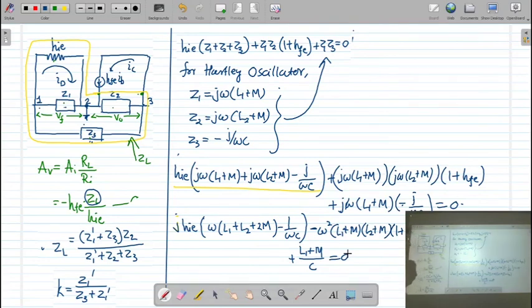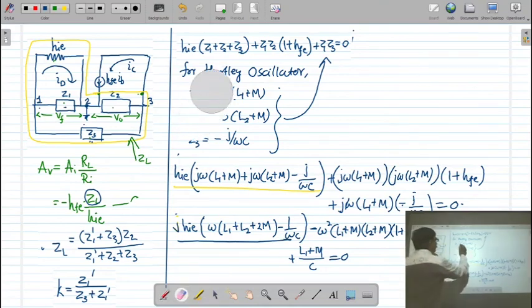Correct? Okay. So here what we have calculated is actually k into A_v, and that is the loop gain. But we know that the loop gain is always a real gain. But here in this expression, this is my imaginary term, and the imaginary term will always be 0 because we want a real gain. So the imaginary term is equal to 0. Then you can find the frequency of oscillation.